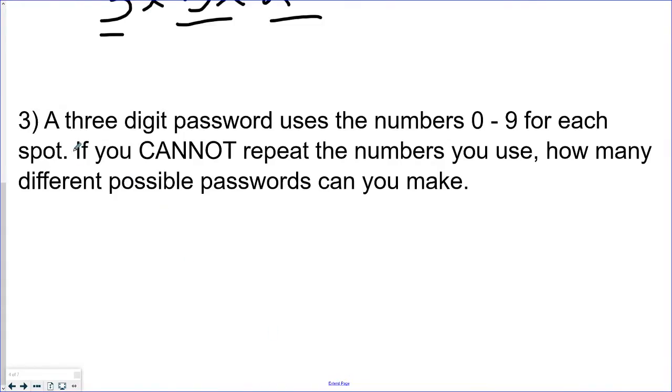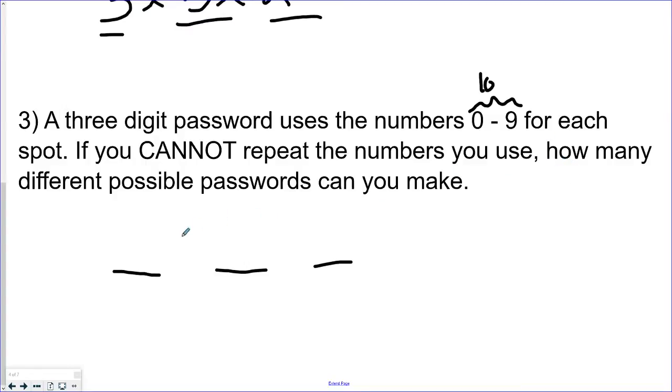And this one's a little tricky. It says 3-digit passwords. So 3-digit means 3 numbers. So 1, 2, 3. We have 3 spots. We're going to use the numbers 0 through 9. So this is a total of 10 different numbers: 0, 1, 2, 3, 4, 5, 6, 7, 8, 9. There's a total of 10 numbers there. For each spot, you cannot repeat the numbers you use. How many different combinations can you make?